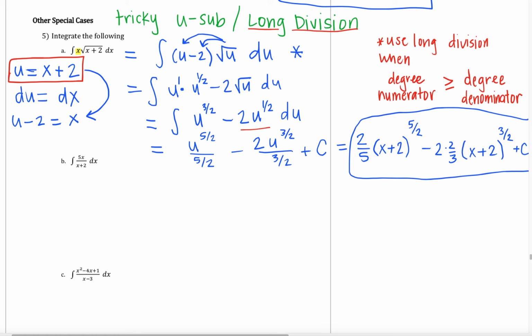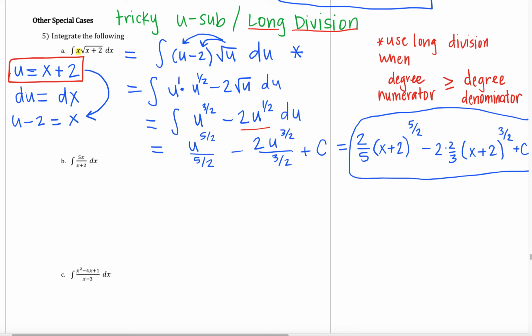In example B, I do want to point out that there are actually 2 ways to do example B. We could do a u-sub that would be similar to what we did in example A, or we could do a long division. In example C, we are stuck doing a long division, and the reason is that the degree of the top here is larger than the degree of the bottom. If the degrees are equal, or if they're both linear, I should say, then you do have the option to either do a u-sub or a long division.